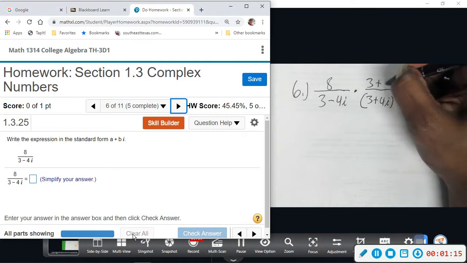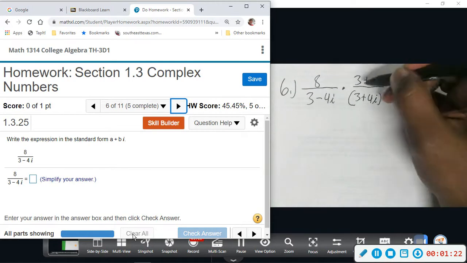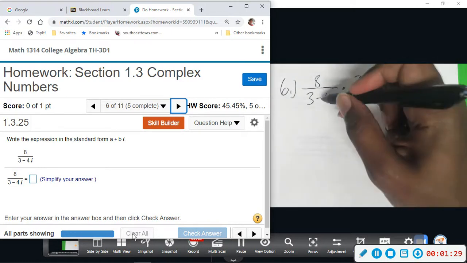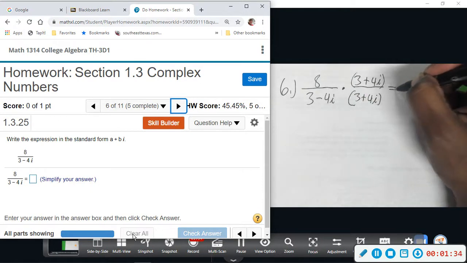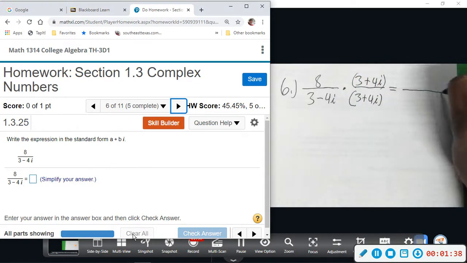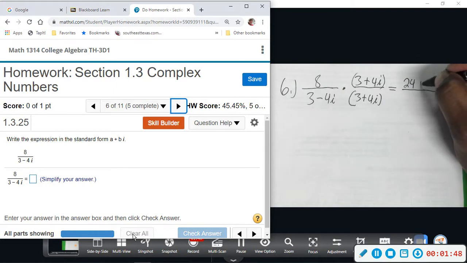3 plus 4i. So this is what we call a math disguise. The same thing divided by itself is 1. So we're really multiplying by 1, but we've disguised it so we can simplify our problem. Alright, so on the top, I'm going to distribute the 8. 8 times 3, 24, and 8 times 4i. 8 times 4 is 32, so we get 32i, positive.